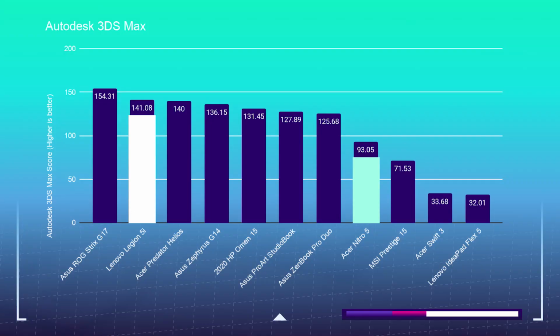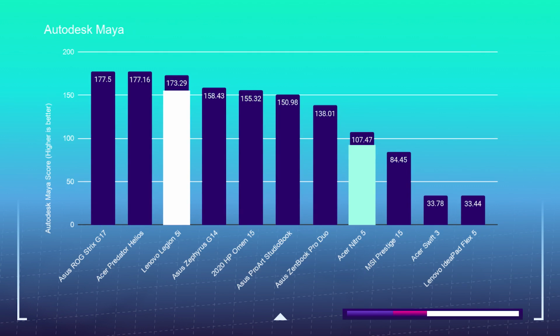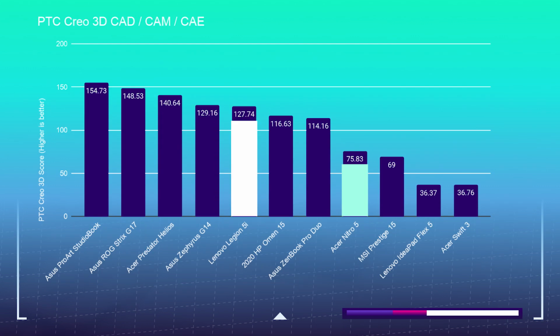Let's take a look at some of the 3D modeling benchmarks to see how well these two laptops stack up against each other. For Autodesk, the Legion 5i scored a 141 and the Nitro 5 a 93. In Autodesk Maya, the Legion 5i scored 173 and the Nitro 5 a 107. In PTC Creo, the Legion 5i scored 127 and the Nitro 5 75.